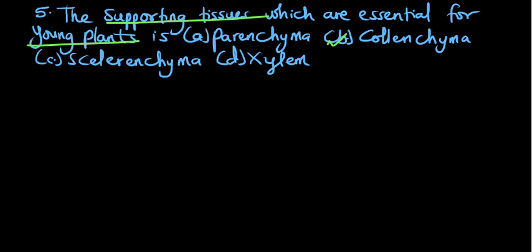So I hope you understand. So that's the function of what? Of collenchyma. It's a supporting tissue that is essential for strength in young what? In young plants. So that's that. So let's move to the next question.